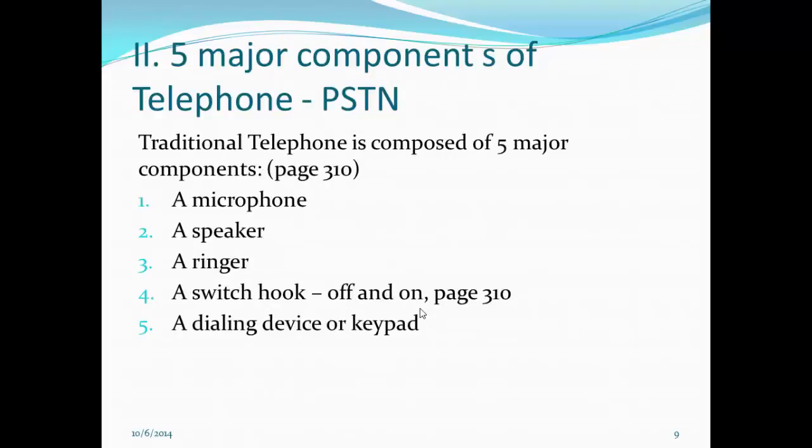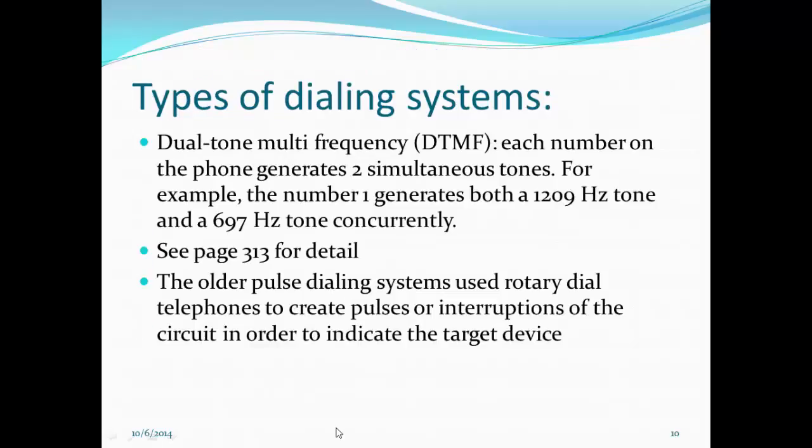Okay, five major components of a telephone or PSTN. A traditional telephone is composed of five major components. I reference this on page 310. Microphone, speaker, ringer, switch, which is off the hook and on the hook. Also, the last one is the dialing device or keypad.